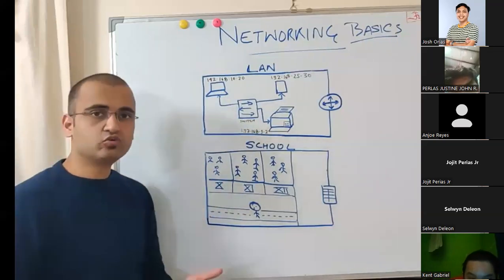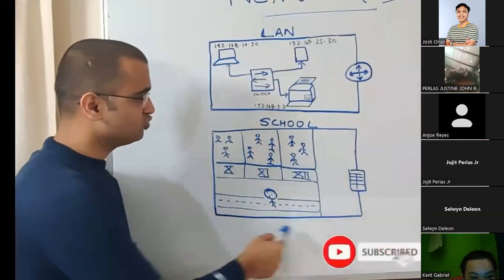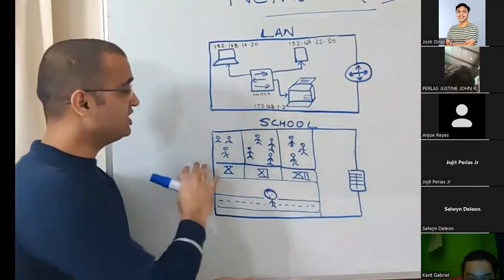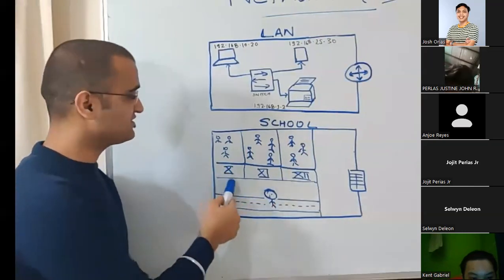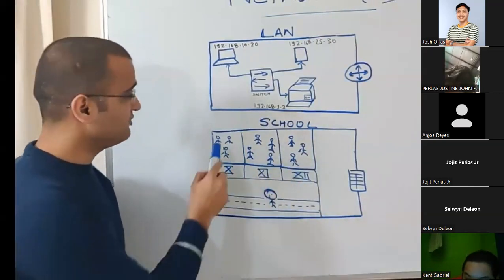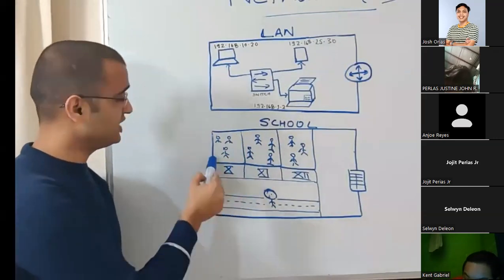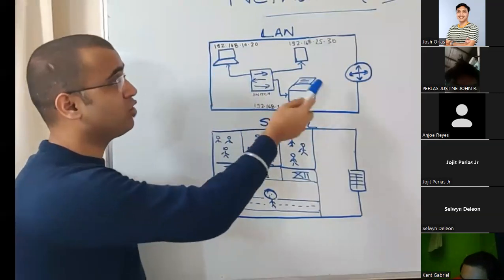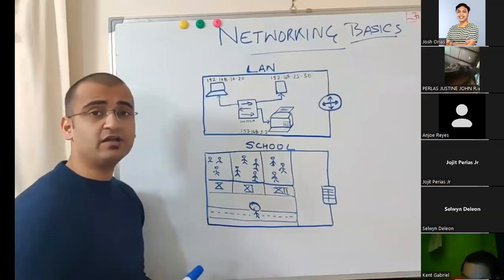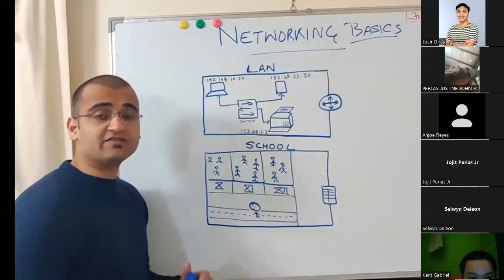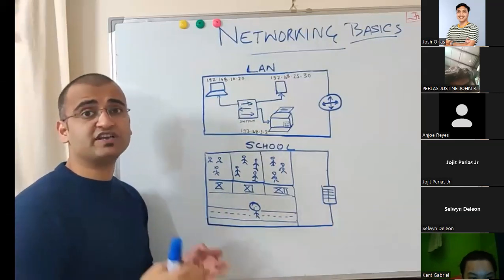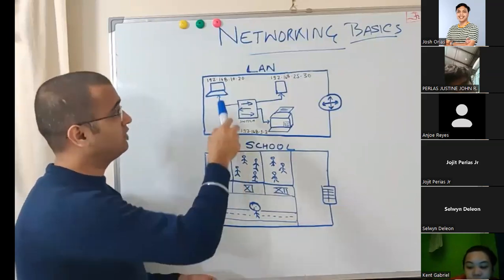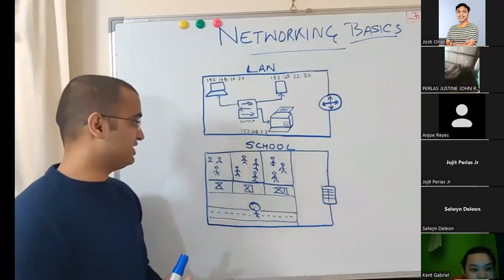Correlating that to a school, suppose we have this particular school, and this school boundary can be considered as a LAN. It is a local area within which we have three different classes: class 10th, class 11th and class 12th, and we have various students within these classes. You can consider these students as different devices like a laptop, a printer or a mobile. Every student in every class has a unique roll number with which he or she is identified. That particular roll number can be identified as an IP address.